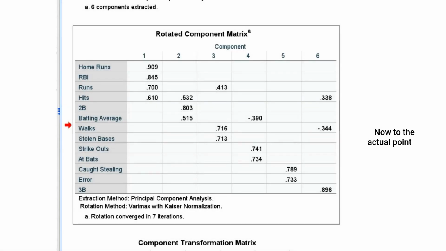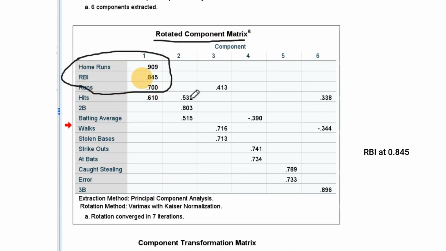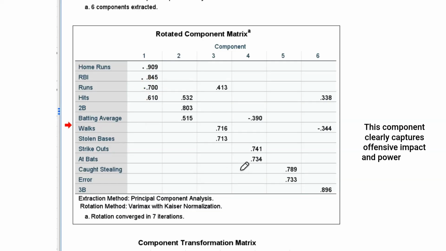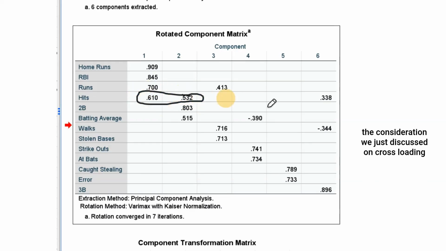Now, to the actual point of this whole thing, let's talk through the loadings. Component 1 has 3 key variables very strong, with home runs at 0.909, RBI at 0.845, and runs at 0.700. This component clearly captures offensive impact and power output when PCA drove in runs or hit the long ball. We will also note that hits load strongly on Component 1 and Component 2, which meets the consideration we just discussed on cross-loading variables.